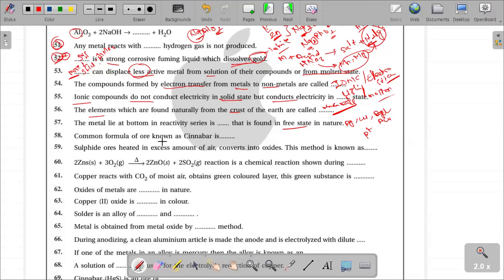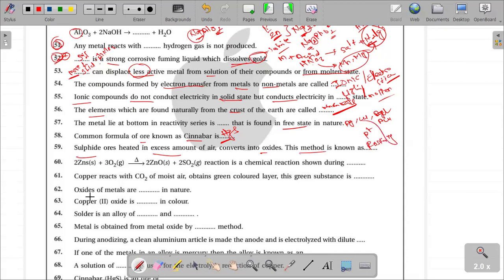And the common ore of mercury is known as cinnabar, with the formula HgS. Next, if a sulfide ore is heated in an excess amount of air, it will be converted into oxide. What is the method we are calling? Roasting.